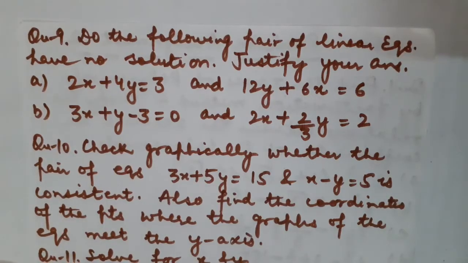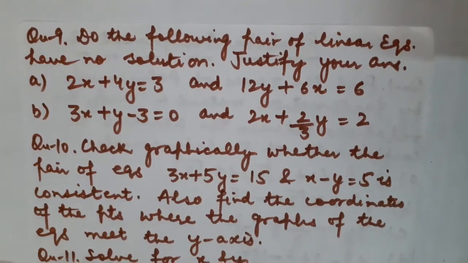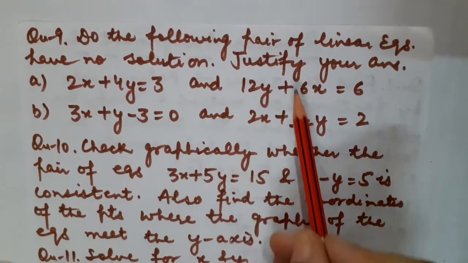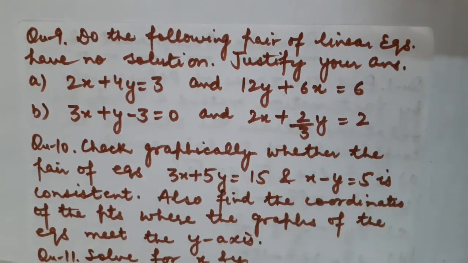Children, here is question number 9. Do the following pair of linear equation have no solution? You have to justify your answers. There are two questions, two parts given in this question. So let us see its solution.